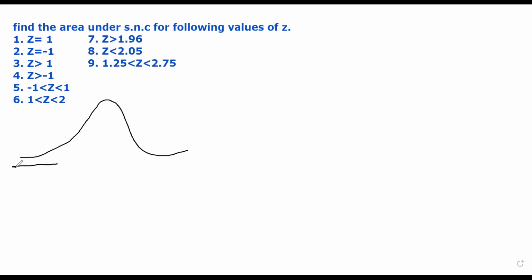क्योंकि ये एरिया है तो ये दो पॉइंट्स के बीच की एरिया होगी. And I want area between Z is equal to 0 and Z is equal to 1. So I actually want this area. If this is Z is equal to 1, then I am interested in this area. Now, how to find this area? We will use the Z table to find out this area.